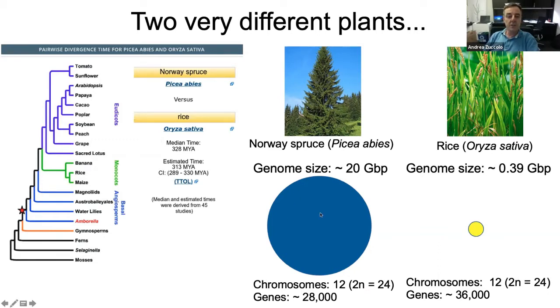Norway spruce has a huge genome, 20 gigabases, that is almost 7 times larger than the human genome, whereas rice has a compact genome, 390 megabases. The amount of genes, as you can expect, is comparable in these two plants, 28,000 in spruce, 36,000 in rice. Obviously, the genome size difference is not due to genes. Both of them are diploid, and this is just by chance, the amount of chromosomes per haploid complement in both cases is 12.